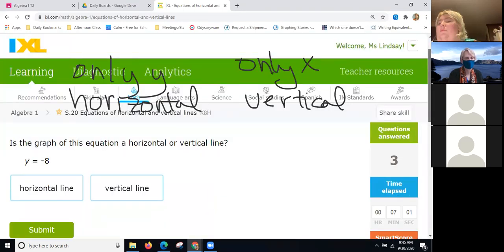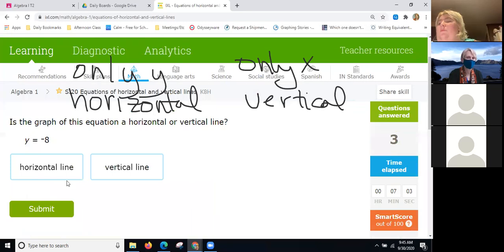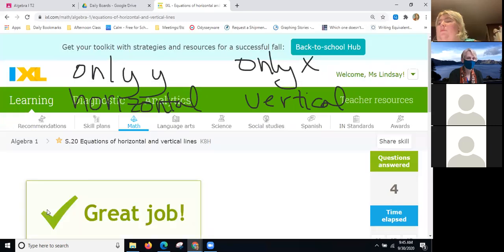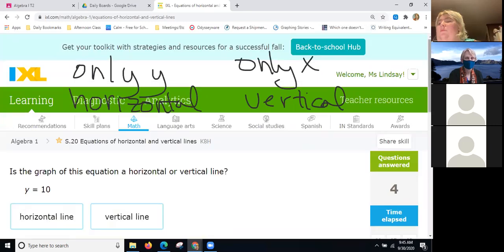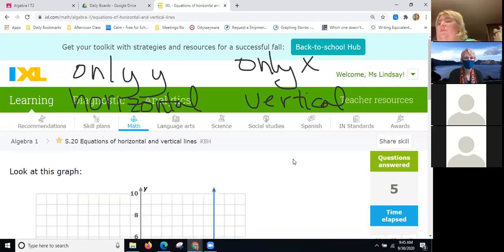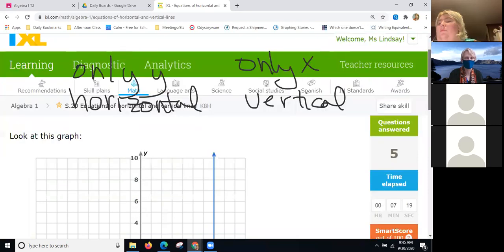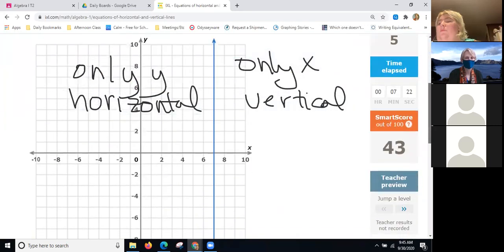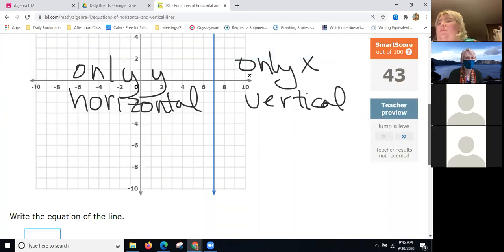Again, is this horizontal or vertical? It only has a y, so it's horizontal. Only a y, horizontal. By the way, if you hit enter, that works instead of finding the submit button. This one is vertical, straight up and down.